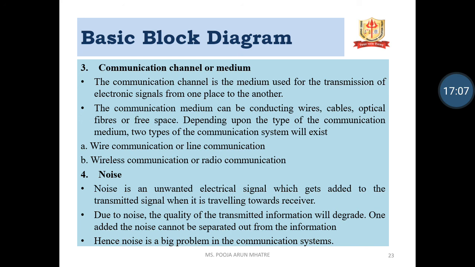Next one is the noise. Noise is the unwanted electrical signals which get added to the transmitted signal when it is traveling towards the receiver. Due to the noise, the quality of the transmitted information will degrade. Once added, noise cannot be separated out from the information. Hence noise is a big problem in a communication system.